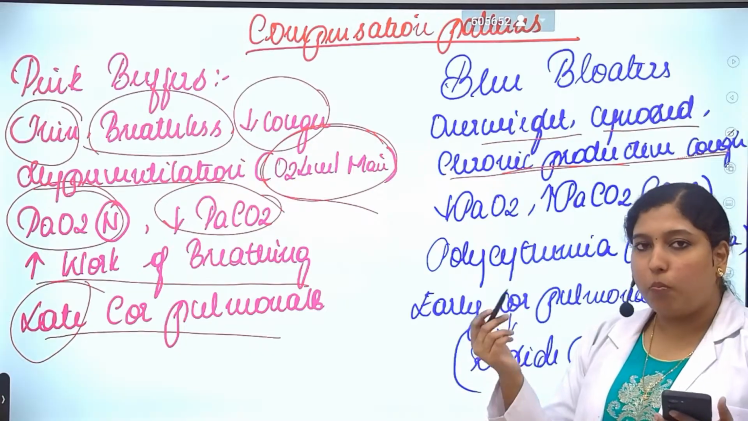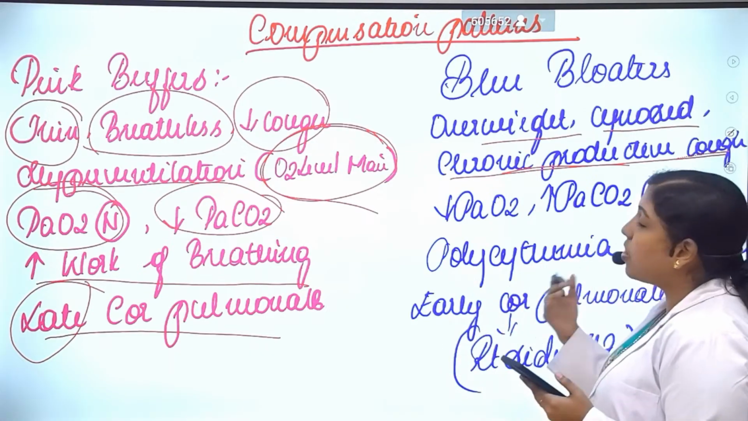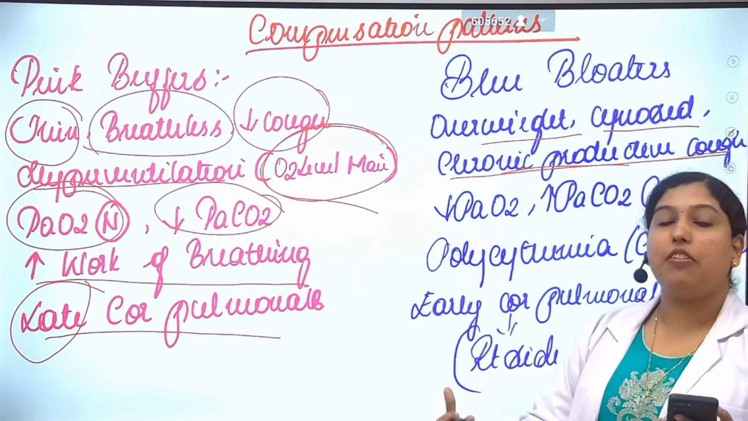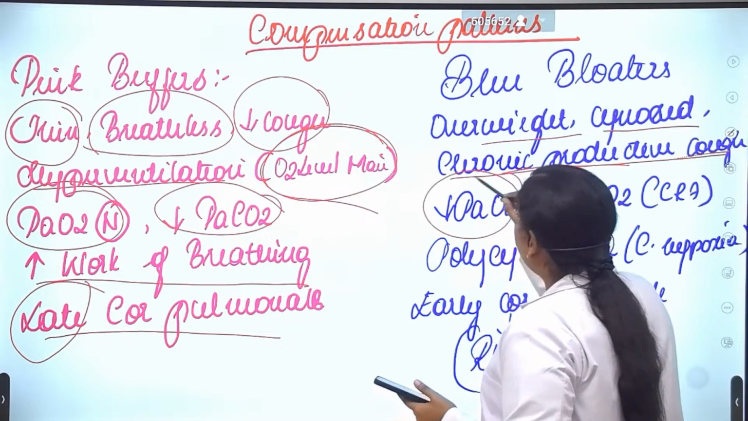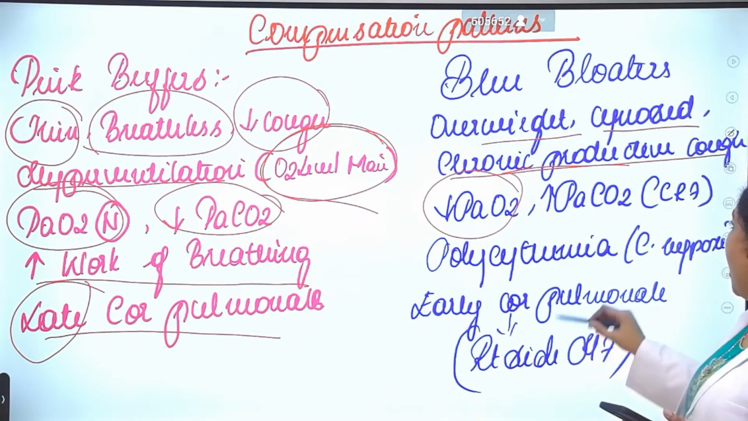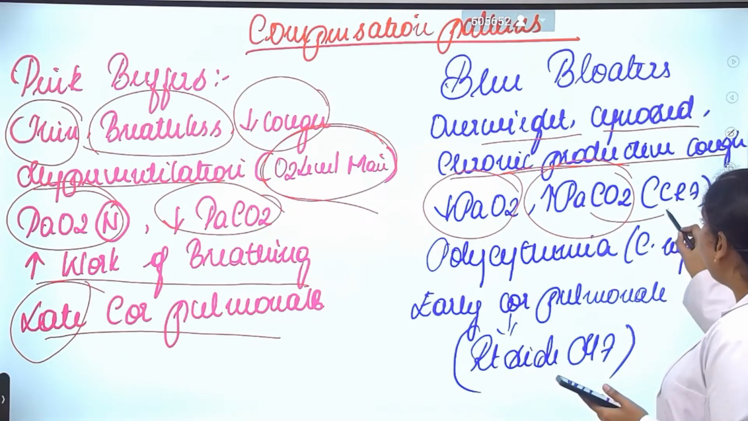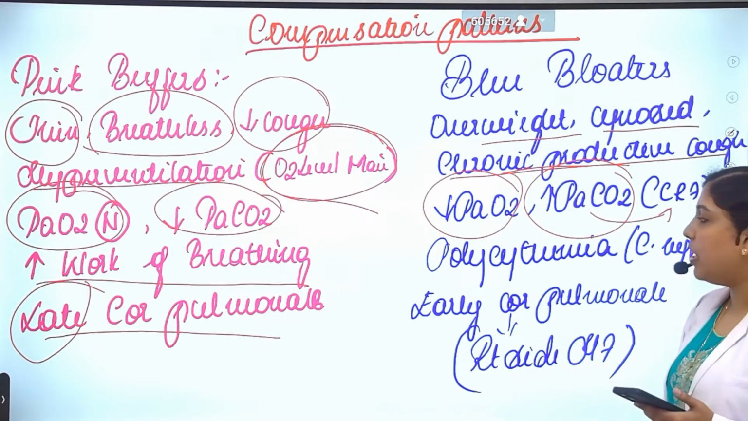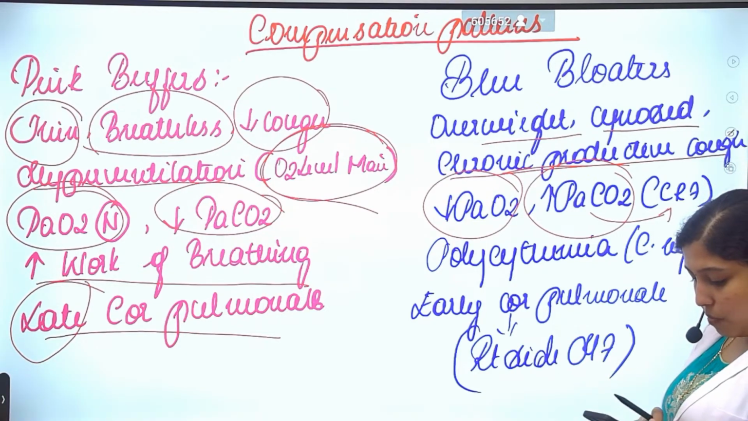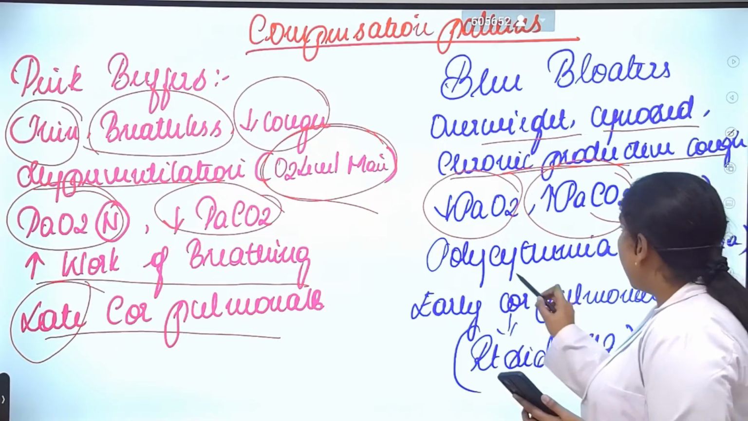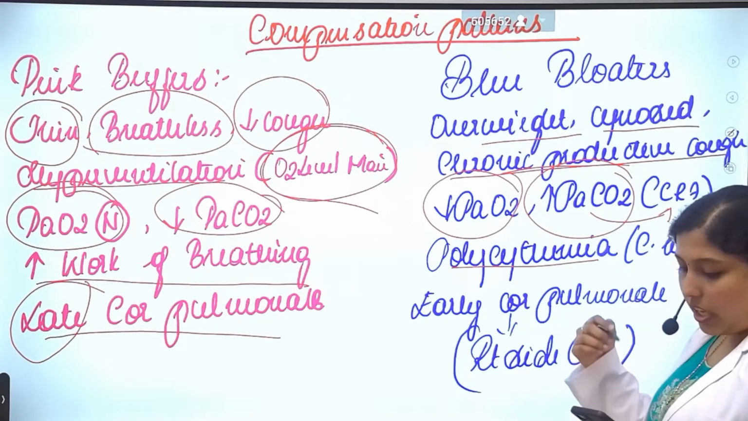The goblet cell hyperplasia is there. Because of that, there will be a chronic productive cough, which means there will be sputum. And here the patient will definitely have a reduced PaO2 level and an increased PaCO2 level. The patient will go for chronic respiratory failure in case of blue bloaters, that is chronic bronchitis. Next we have polycythemia. What happens when there is a deprivation in the oxygen?